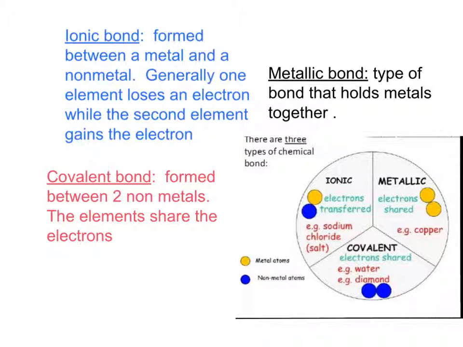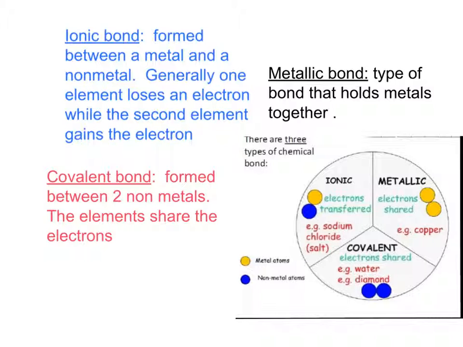Ionic bonds are bonds that are formed between a metal and a nonmetal. Generally, one element will lose an electron while the second element gains the electron. So we see a transfer of electrons. An example of this would be sodium chloride, or table salt.